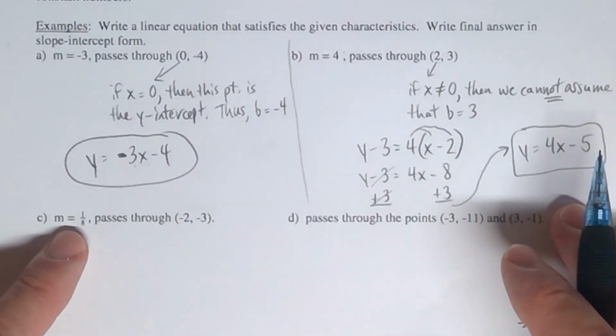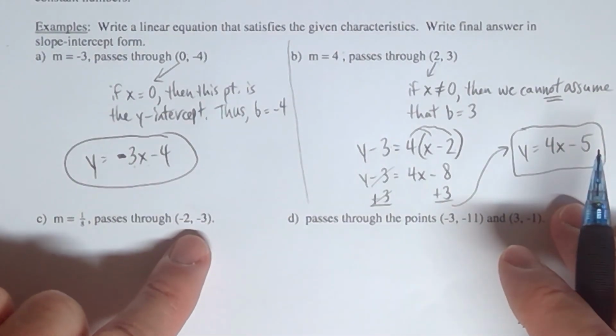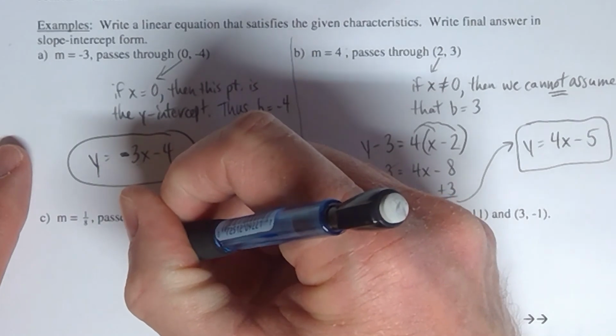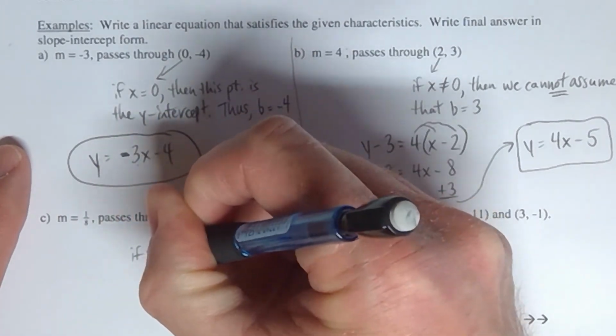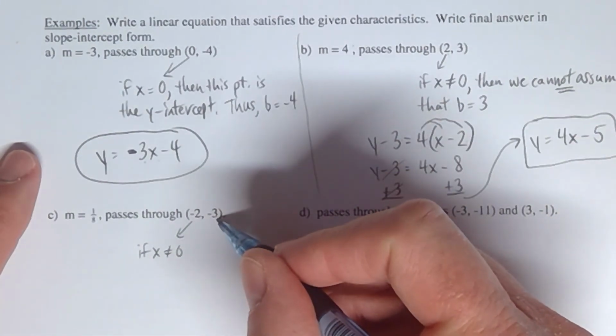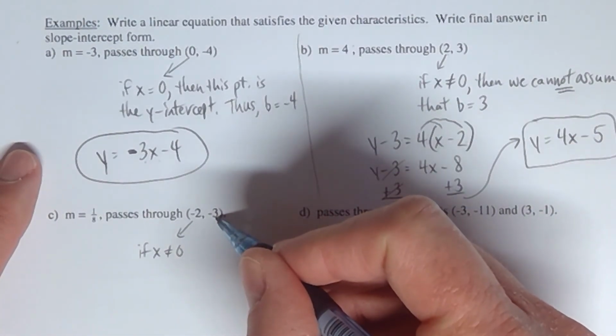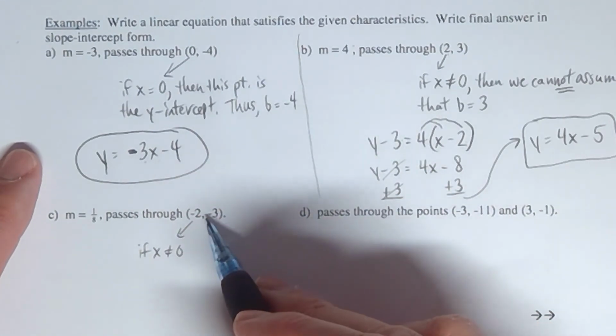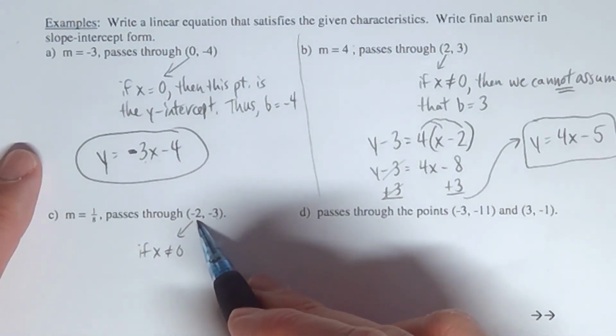Once again, they give us the slope. Once again, they give us a random point. But once again, it is also true that x is not equal to 0. So what does that mean? That means that we cannot say that the b number is negative 3. The negative 3 would have to pair up with the first number being equal to 0 here. But the first number is not 0.